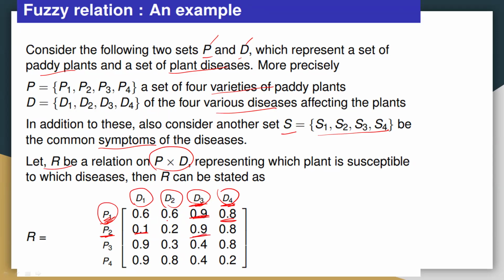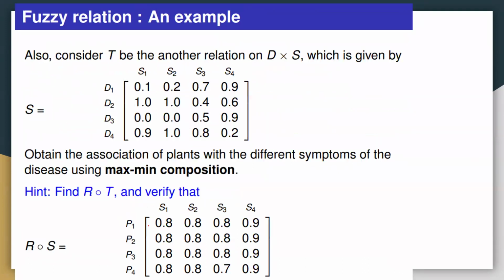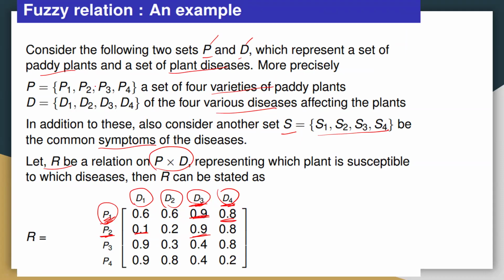So these fuzzy values show the strength of the plants and their corresponding diseases. Now, this is not enough. So what we are going to do is have another relation so that we can find the composition. They should have a common factor, that is the disease. So TB, so this is one relation.